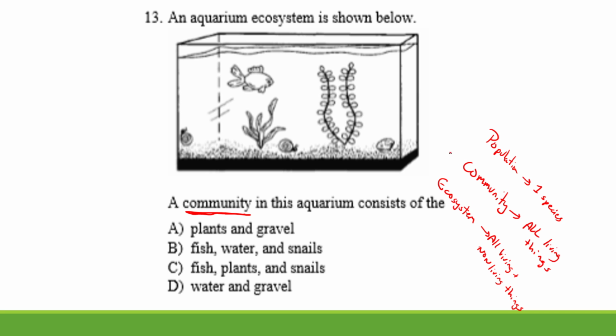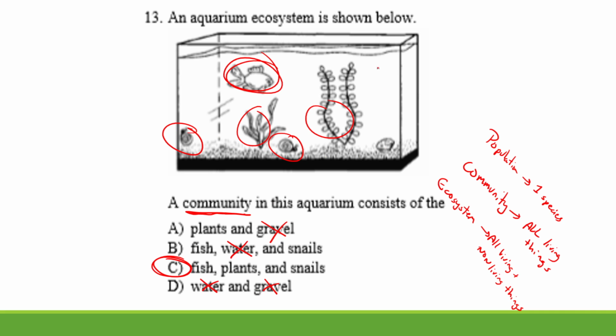So if we're looking here for the community, we're looking for all the living things in this aquarium. We've got some snails. Nope, that's just a rock. We've got some plants, and we've got some fish, right? All living. The gravel, non-living. The water, non-living, which leaves our only answer as C, right? The fish, the plants, and the snails, the living things.